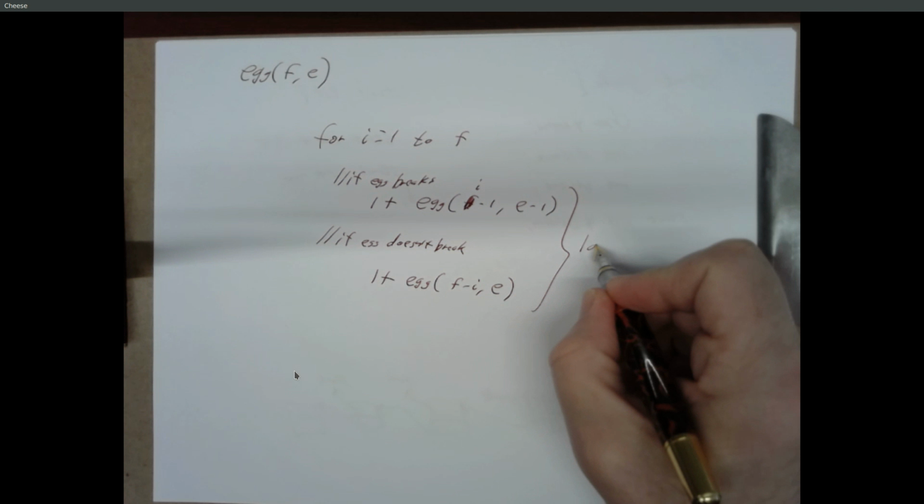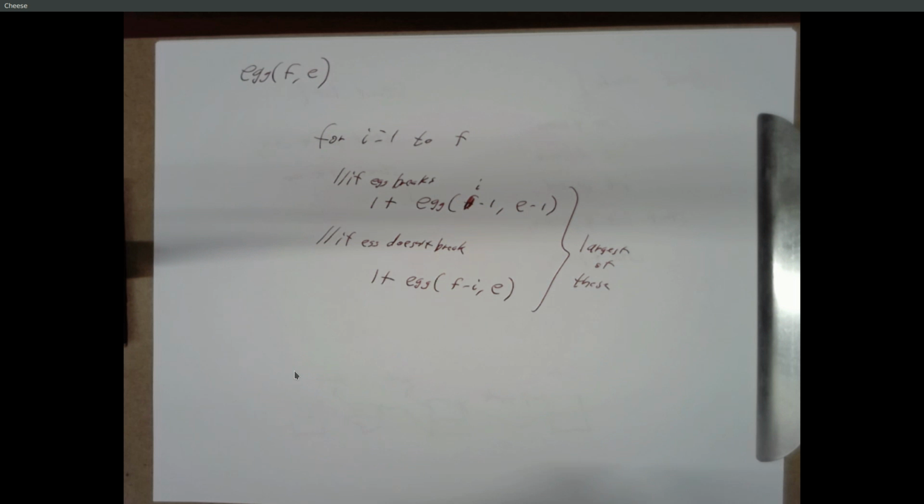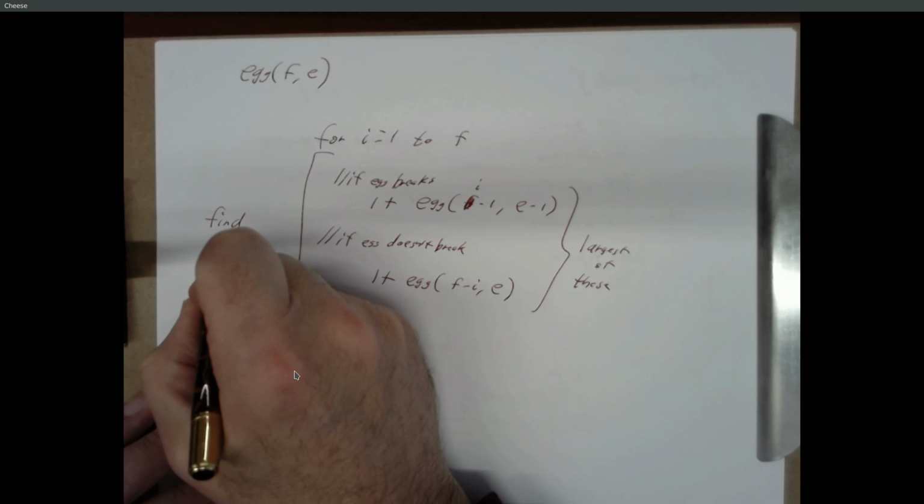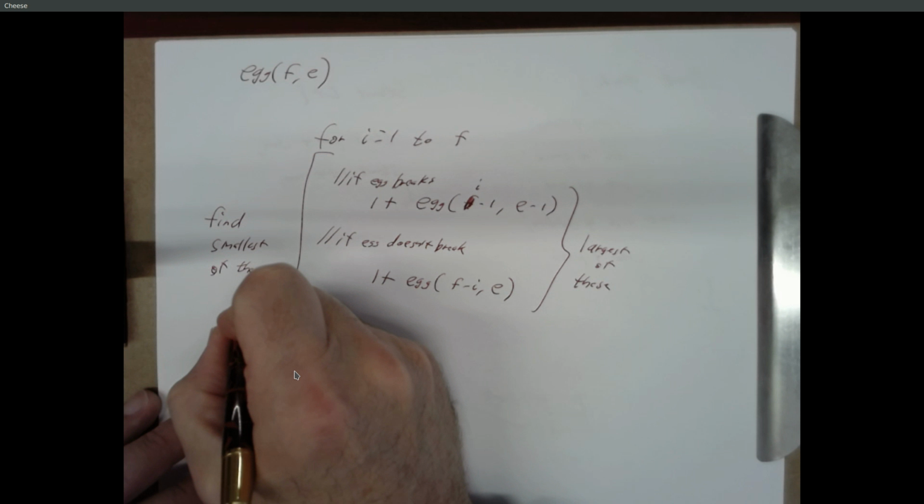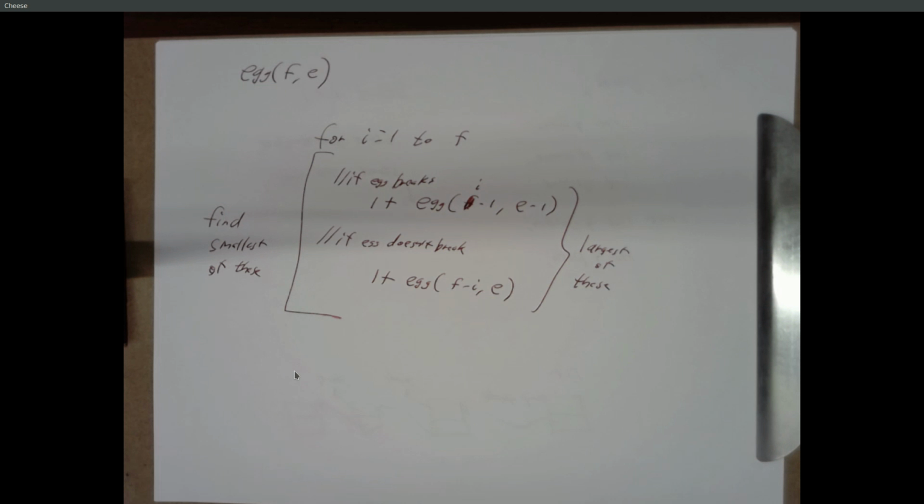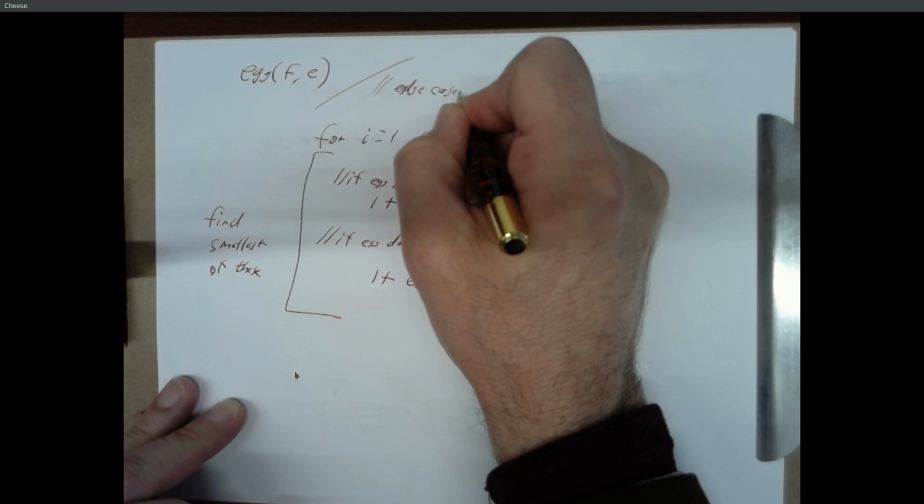Then we want the largest of these, because whichever one gives us the most experiments, that's the one we have to assume we might need to run if we start from floor I. And then we want to find the smallest of each of those largest. That's what we return for the value of our egg function, except for the edge cases, where you have one egg, or where you have one or fewer floors.